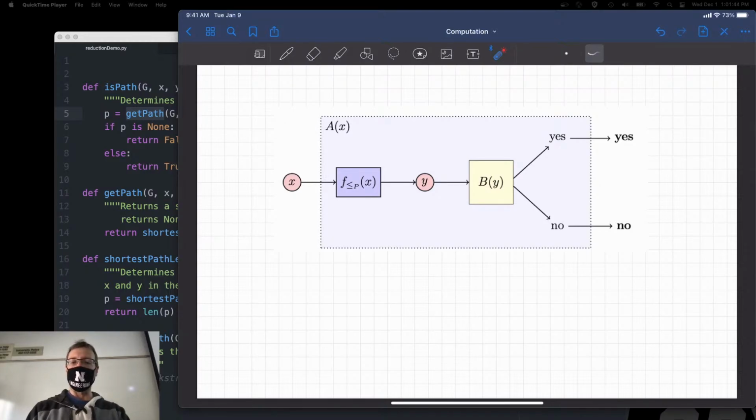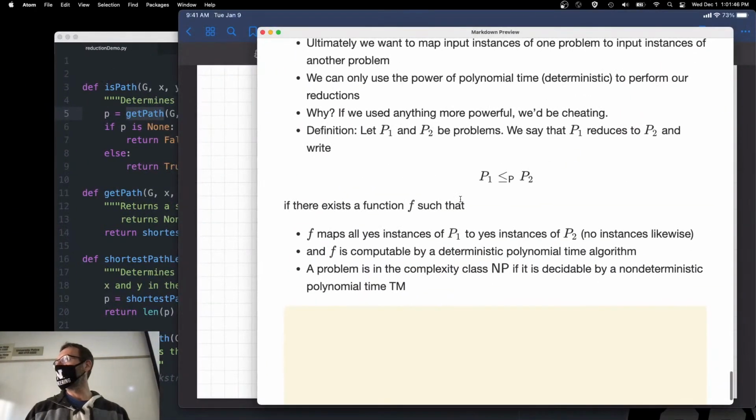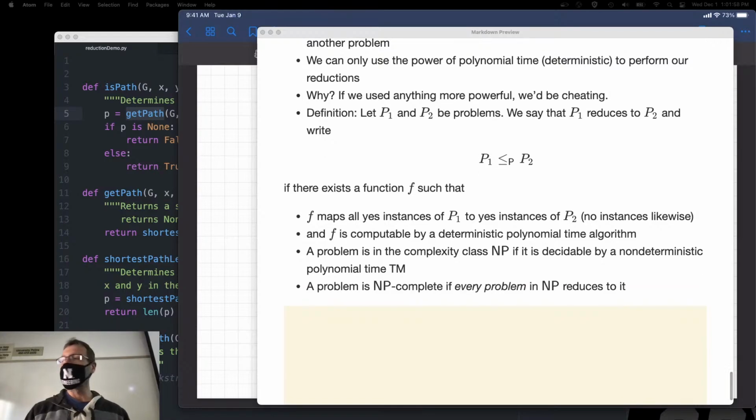Let me go ahead and back this up. Sorry. There we go. A problem in the complexity class NP is decidable by a non-deterministic Turing machine. We defined that last time. But now that I have reductions, I can start establishing what are called complete problems. A problem is NP complete if every problem in NP reduces to it. That's basically establishing that this NP complete problem is the hardest of the hard.